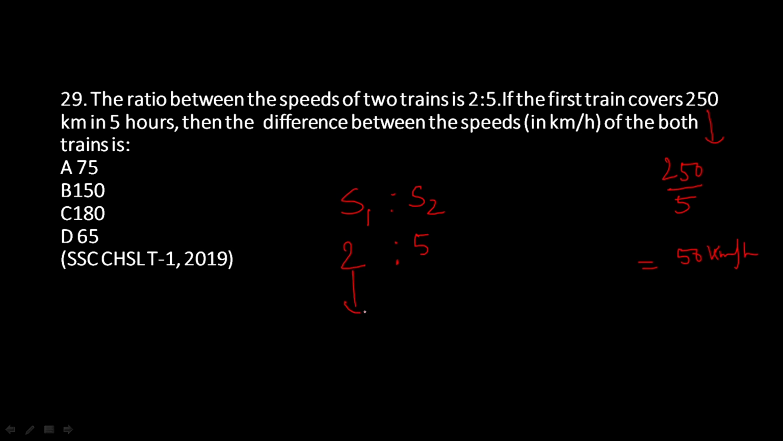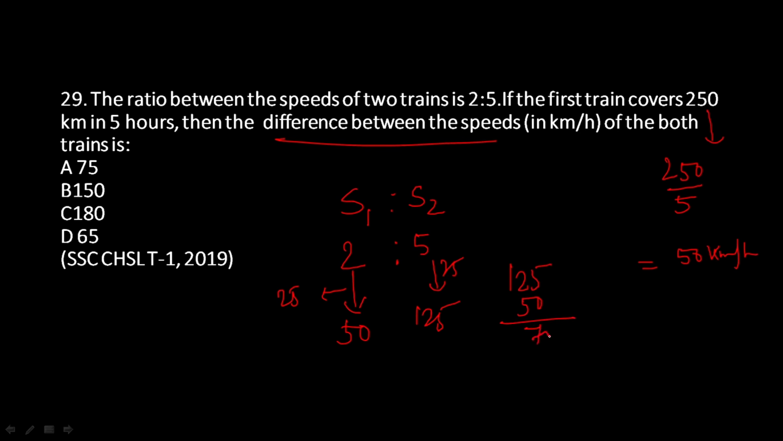So this 2 is equivalent to 50, right? So it is 25x, and the other will be 25 times 5, so it will be 125. The question is the difference between the speeds. So 125 minus 50 equals 75 is the answer. Right? I hope it is clear to you. If you have any doubt regarding this question, you can still ask. It is the simplest question I have ever discussed. Move on to the next one.